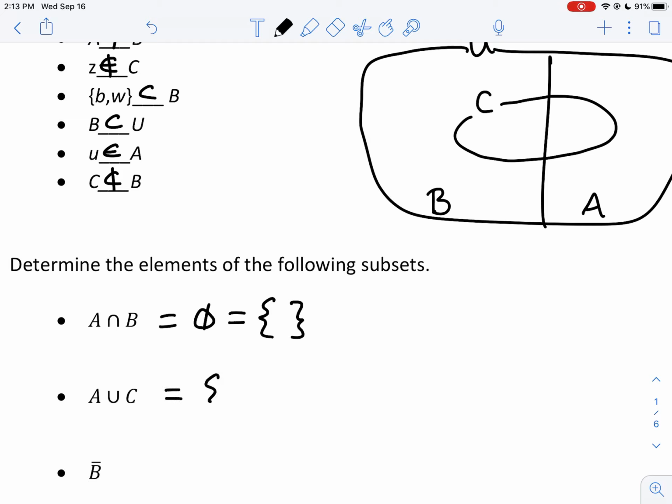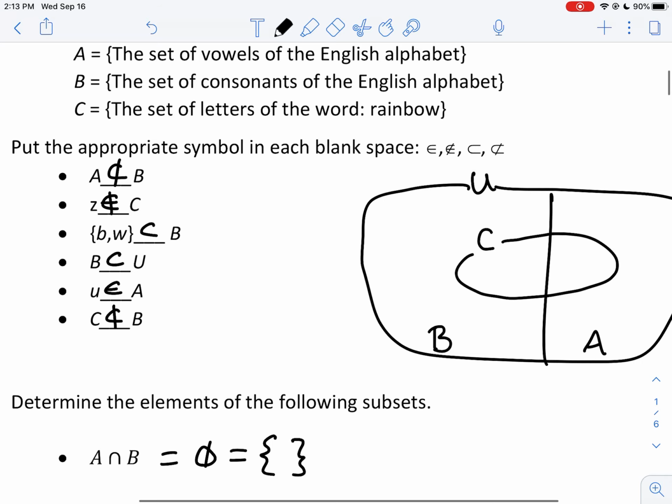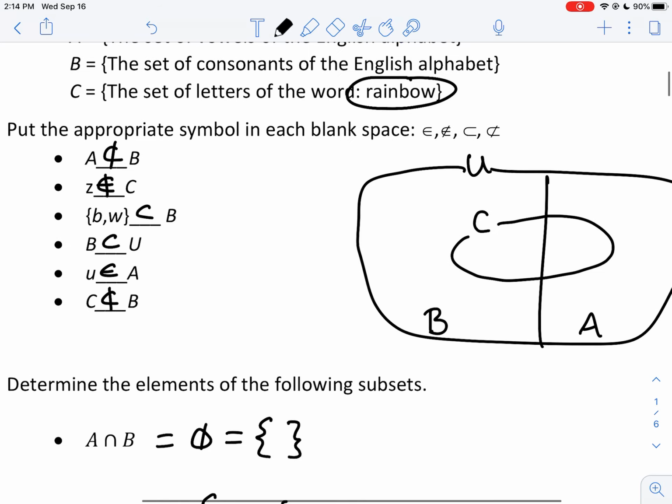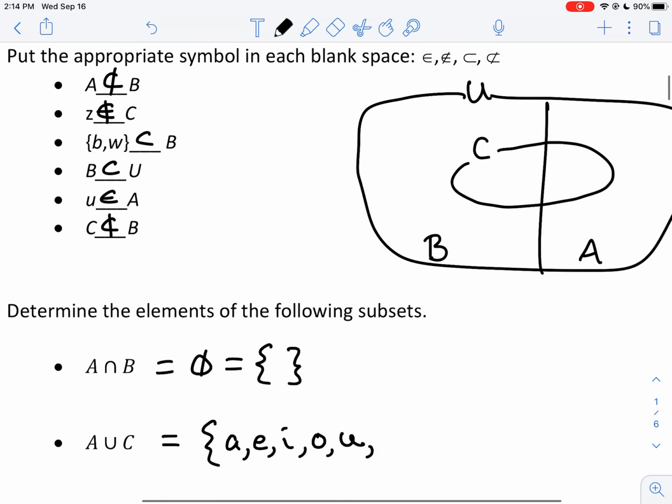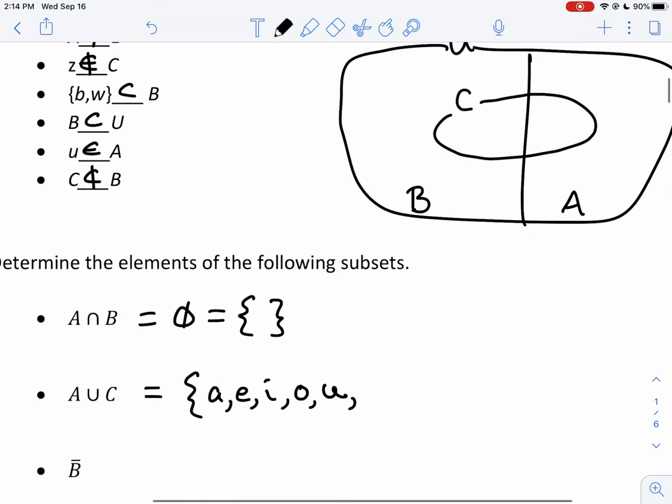So let's start listing them. This says determine the elements, right? Well, everything in A is a vowel. So we have A, E, I, O, and U. And we're treating Y as a consonant, so it's not in the set A. And then we're going to union this with the set C. C is all the letters of the word rainbow. Well, it has 3 vowels in it, A, I, and O, but I've already listed them, so I don't need to list them twice. And then look at what consonants this adds to the list. R, N, B, and W. So we have R, N, B, and W. So this is the union of the two sets.